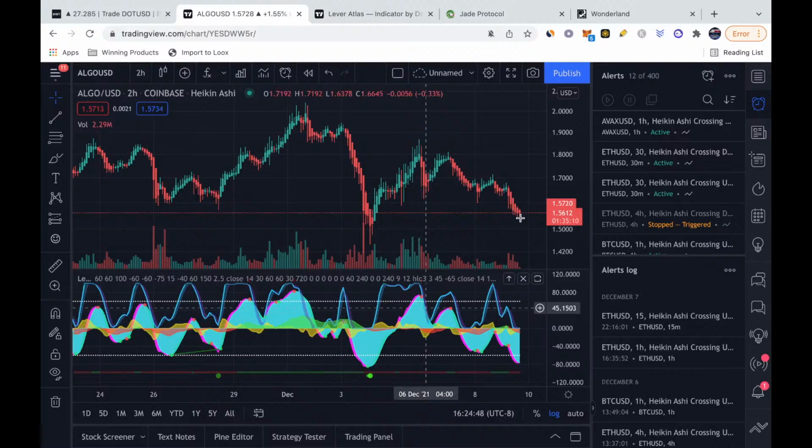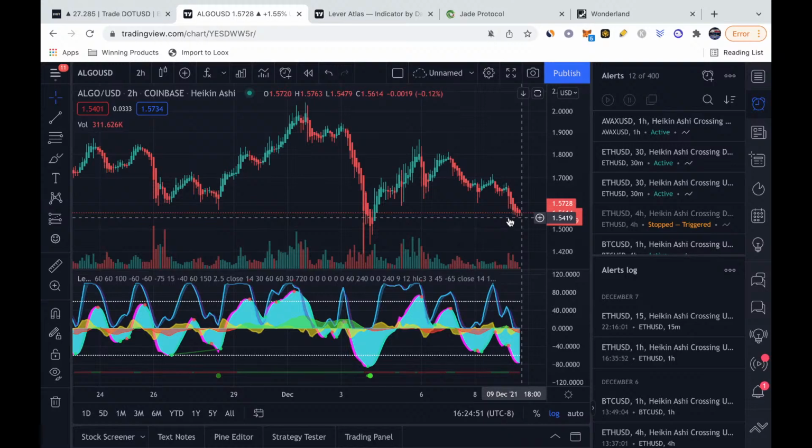Anyways, how does Algo look? Algo's looking, I wouldn't say bullish or bearish. Yeah, it looks like we're hitting support. I think we're around support. Maybe this is a price bottom. I think a dot's about to print.